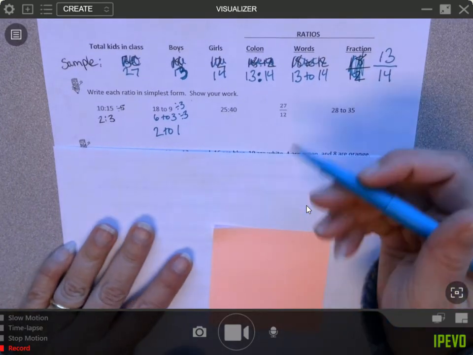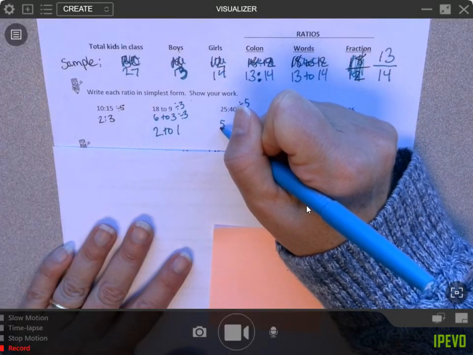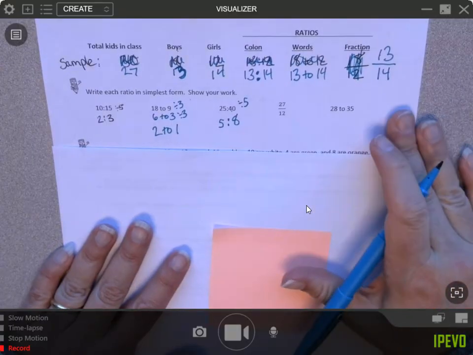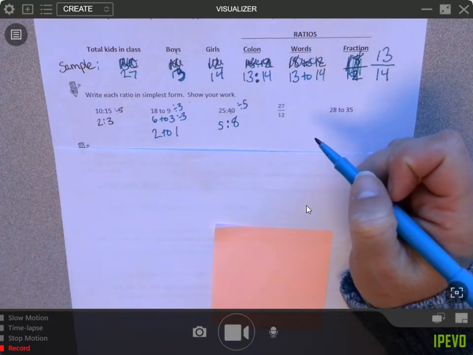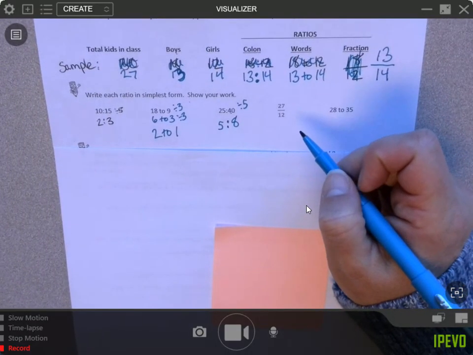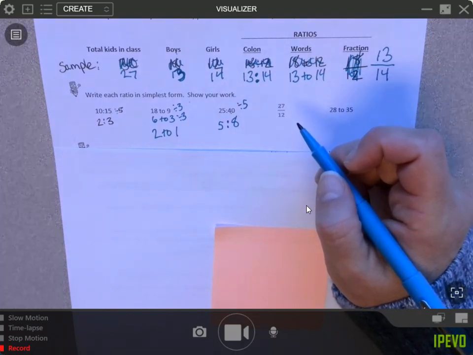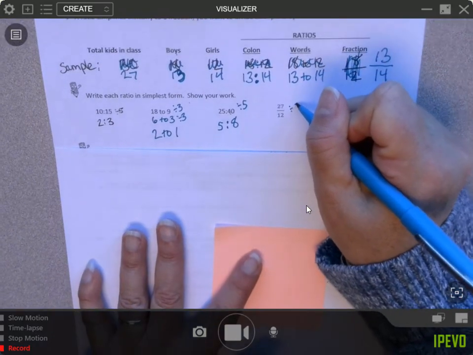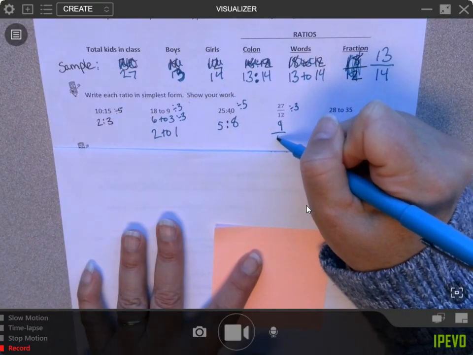Emma? If I divide a 5 out, 25 divided by 5 is 5. 40 divided by 5 is 8. That's as low as I can go. What about 27 to 12? 27 over 12. Nolan? What can I divide out of a 27 that I can divide out of 12? Sarah? A 3. 27 divided by 3 is 9. 12 divided by 3 is 4.